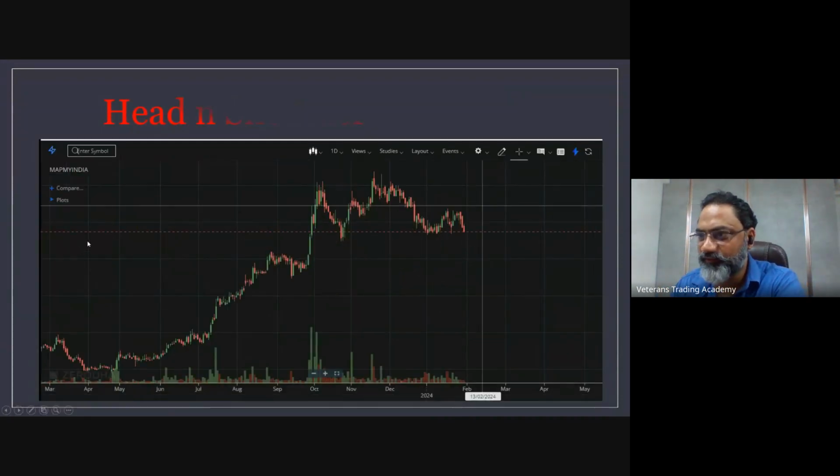Similarly, this is a chart of Map My India. Now again, there's a head and shoulder pattern. If you can see, with the uptrend the market went down, it went up again, and then this is the line which was formed, and now you can see the shoulder is even smaller than the previous one. So it even further shows the weakness in the chart.